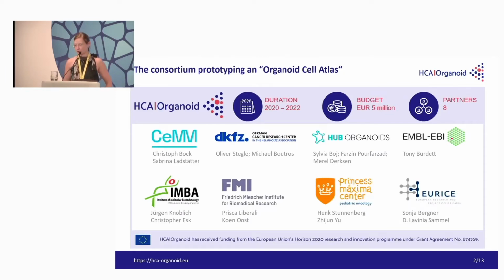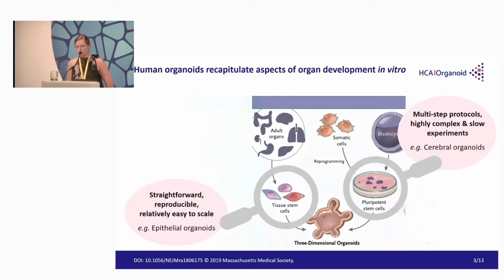So maybe I will briefly introduce the consortium in the meantime. We started in 2020 with a project, and we got funding from the European Commission, from the Horizon 2020 program. We are in total 8 partners located within Europe, and we are specialists in single-cell sequencing, single-cell imaging technology, and of course organoid technology. We also get great support from the data analysis groups at the DKFZ and the EMBL-EBI.